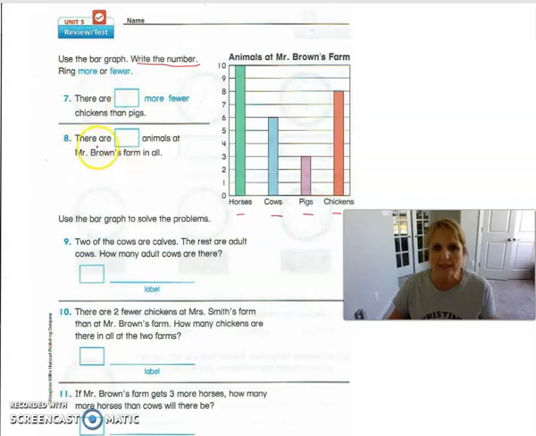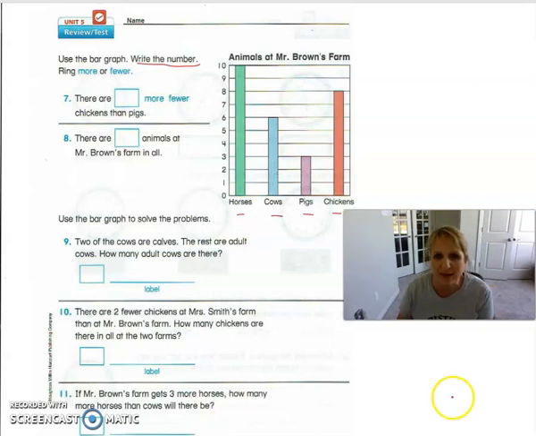Number 8 says there are blank animals at Mr. Brown's farm in all. So how would you figure out how many animals there are on the whole farm altogether? Go ahead and pause the video and complete that problem. And then when you are ready, join me back again.